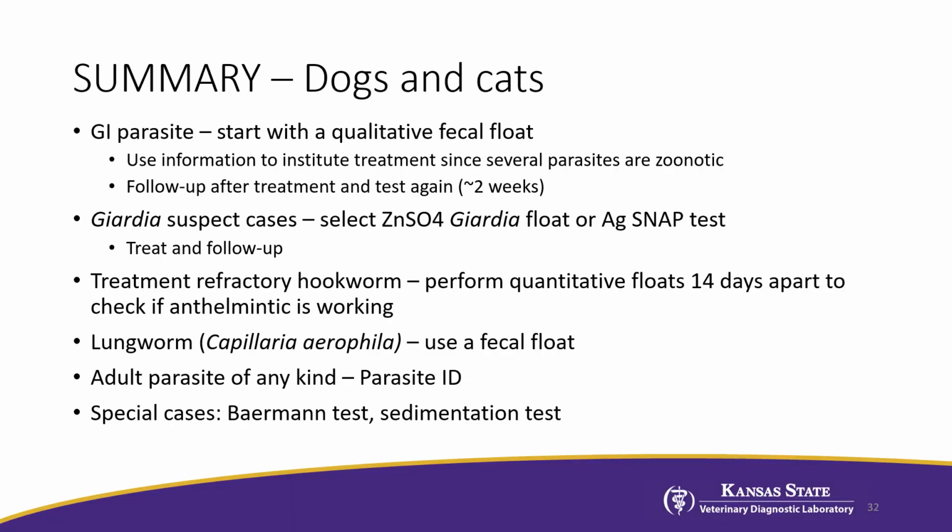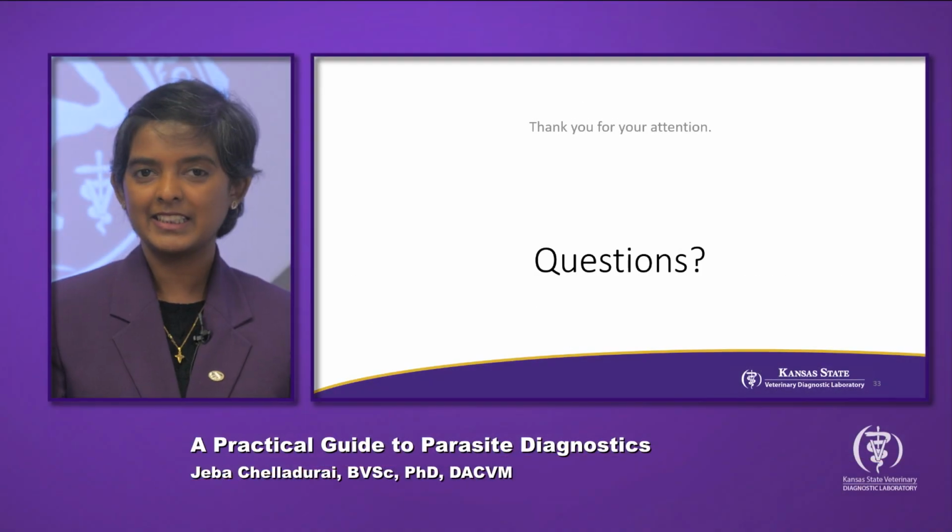So just to summarize for our dogs and cats, if you have GI parasites, start with a qualitative fecal float, and then use that information to treat, and then follow up after treatment by testing again in 2 weeks to ensure that your dewormer worked and the infection went away. And then if you are suspicious for zoonotic parasites like hookworms that are anthelmintic resistant, choose to use the quantitative fecal float. And then if you have Giardia suspicious cases, then you can use a zinc sulfate float or the antigen SNAP tests. Again, we offer those special tests like our lungworm, Baermann, and fluke sedimentation tests. And if you do see adult parasites of any kind, you can send them to us for a parasite ID. So those are all the tests we offer, and I hope that was useful to select a parasitic test here at the KSVDL.